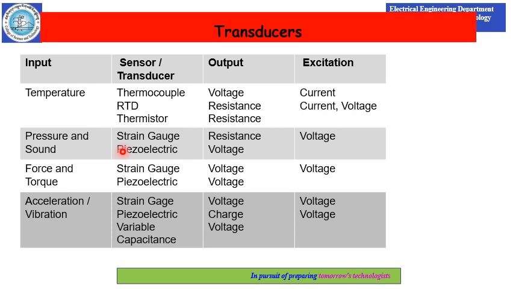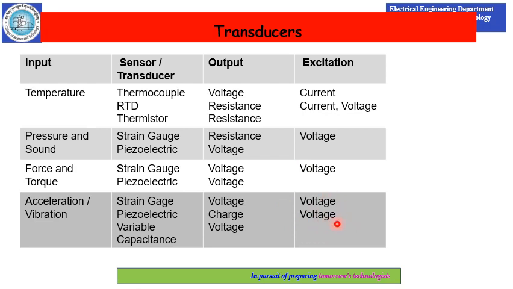The fourth group is the strain gauge, piezoelectric transducer, and variable capacitance transducer. These three transducers are used to measure acceleration or vibration. Like the previous ones, they will take acceleration and vibration as an input, and that acceleration and vibration will cause some sort of change in voltage. That change in voltage will then be detected.